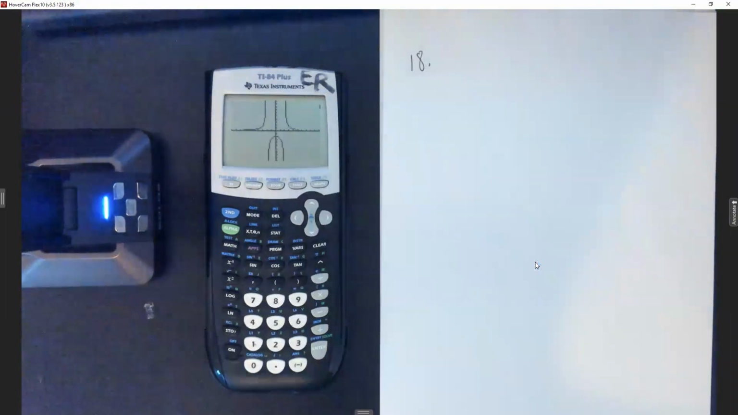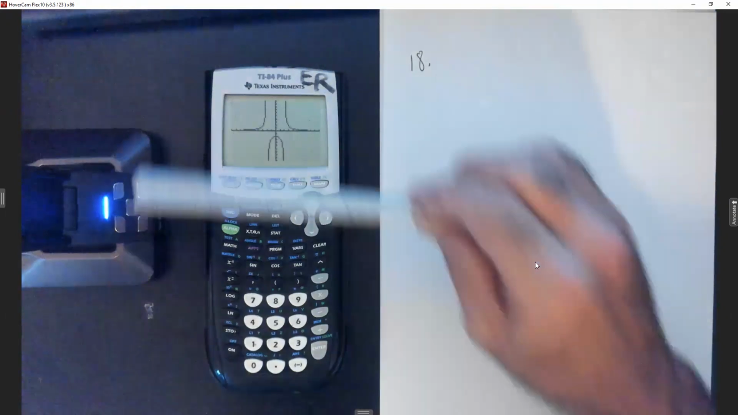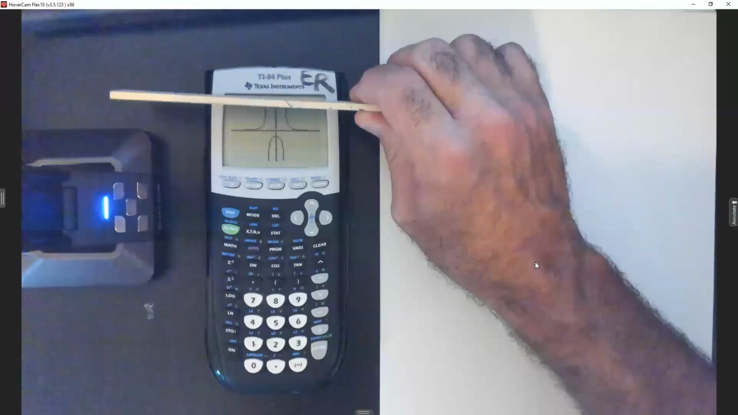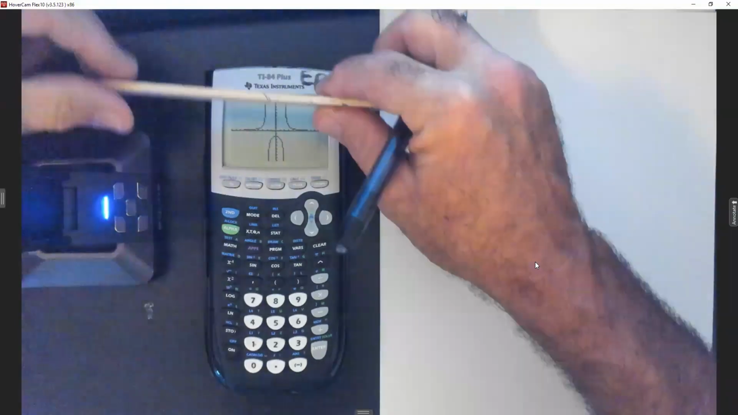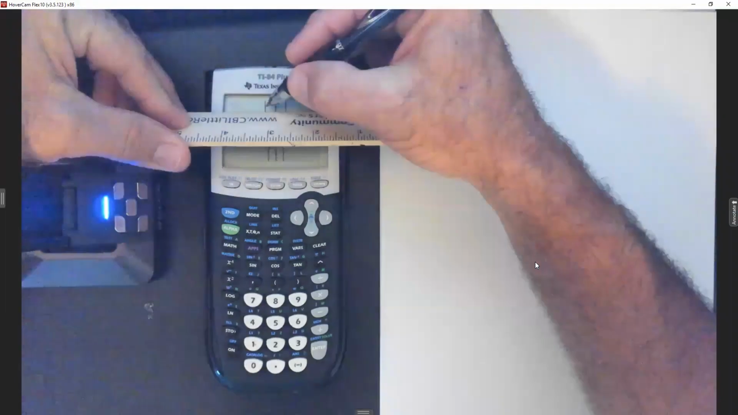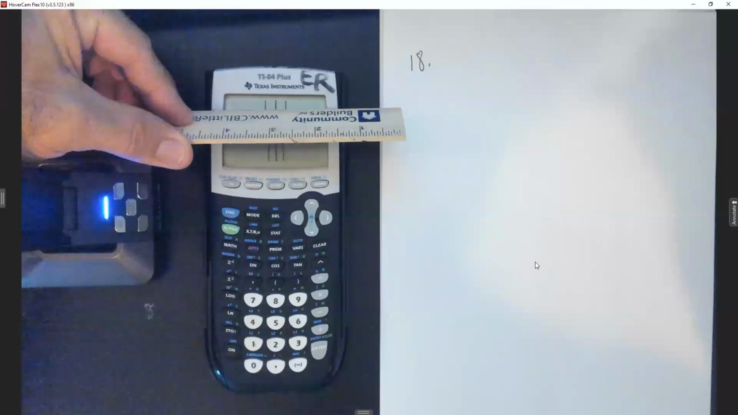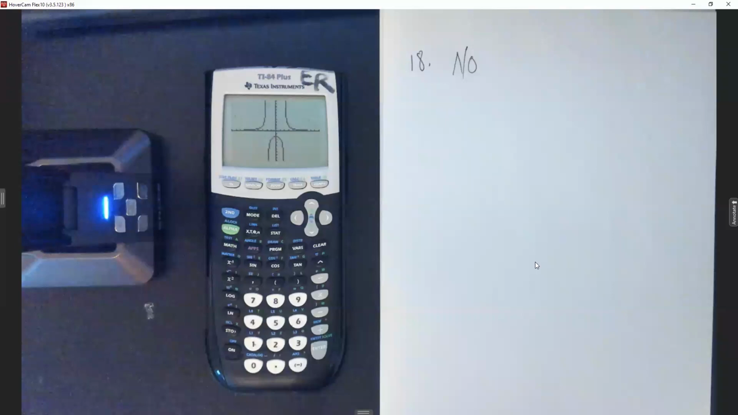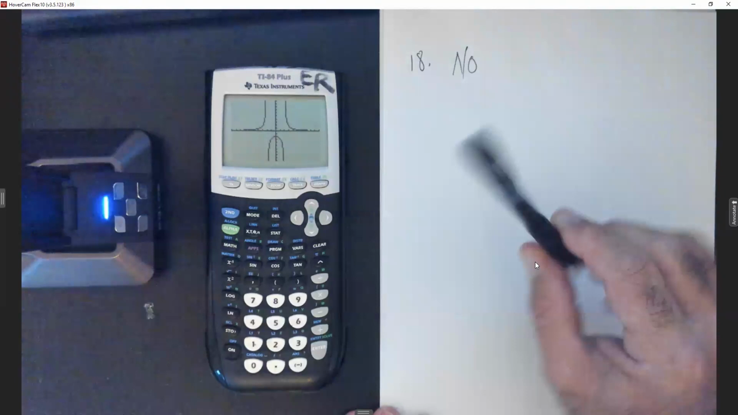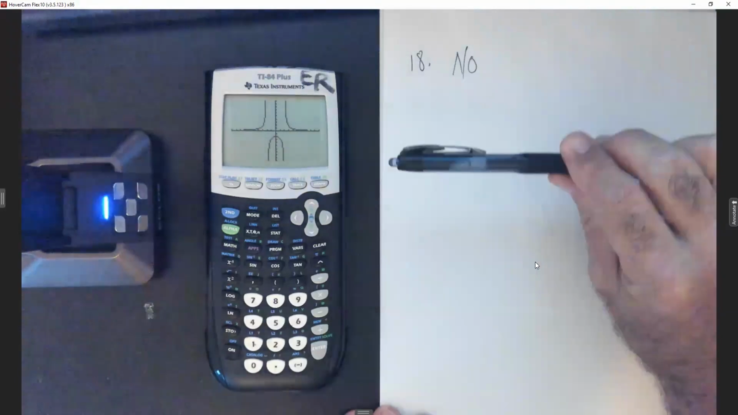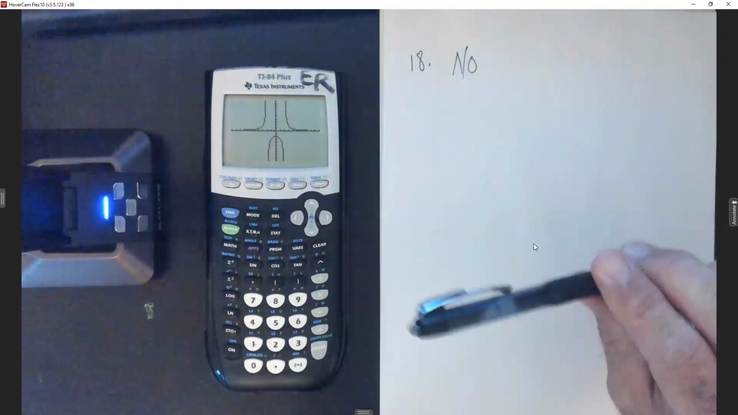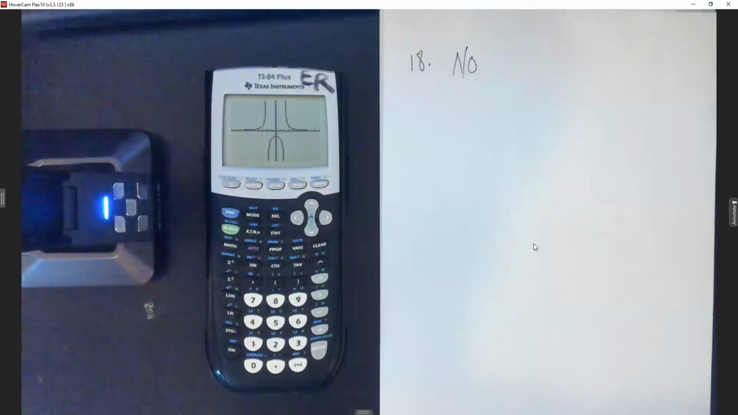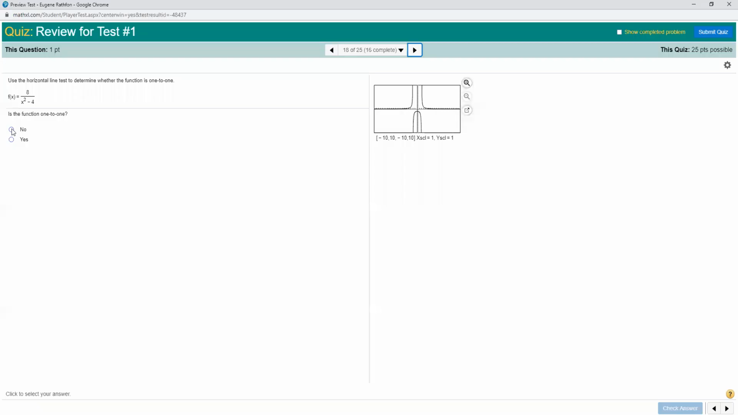All right, so to tell if it's 1-to-1, you would run a horizontal line down the graph. But y'all notice, when I run this horizontal line, it's intersecting it in 2 spots. Since it's intersecting it more than once, this is not 1-to-1. Okay, so vertical lines check to see if it's a function. Horizontal lines check to see if it's 1-to-1. All right, so we would go back to that one, and we would just put a no for it, okay?